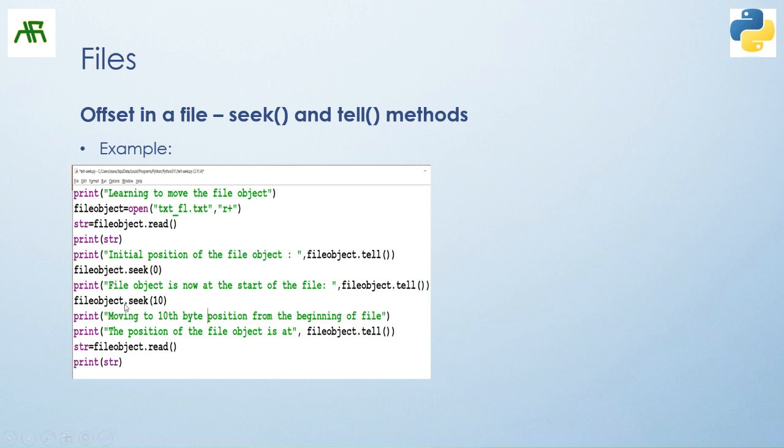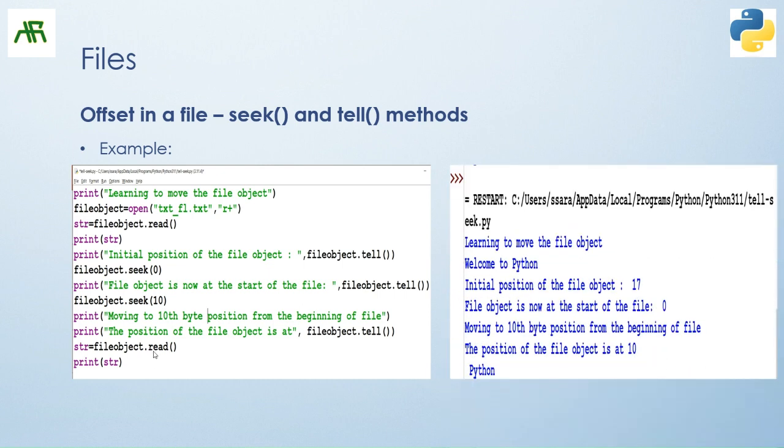Now I'm going to set the current position at 10 with the seek function. So print moving to 10th byte position from the beginning of the file, and tell me where the object is. This is to make sure that what we are trying to do is actually happening. Now assign the read into the variable str and print str. So it's like doing it twice, to see where we started and where we are ending. And here is the result.